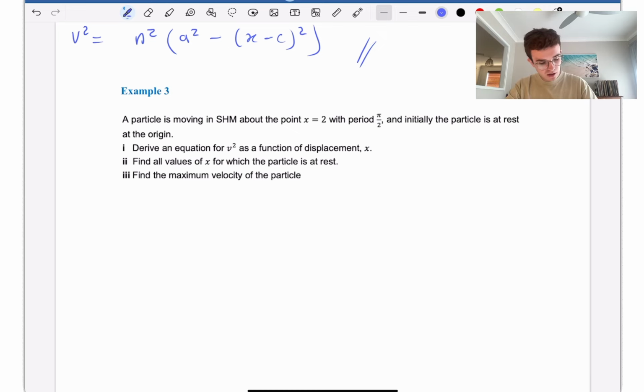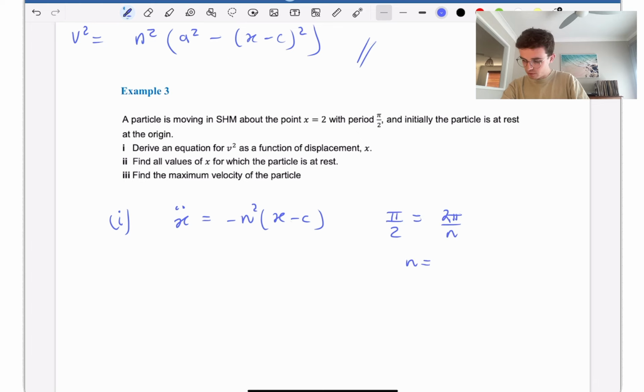Okay, so part 1, we're going to realise that a particle in simple harmonic motion has an equation minus n squared outside of (x minus c). Now the centre of motion is 2 and the period is pi on 2. Our equation for period is 2 pi on n, so 2 pi on n equals pi on 2, that means n is going to equal 4. So therefore x double dot is going to be minus 4 squared (x minus 2).